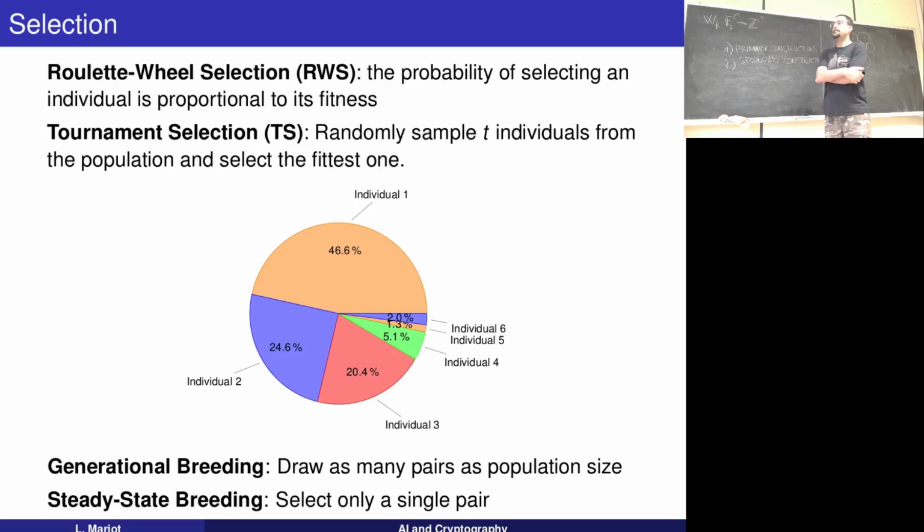crossover between two parents. And then you have also a difference between what is called generational breeding. So basically you draw as many pairs of individuals as the population size in order to keep the population size stable. Or otherwise you have the so-called steady state breeding. So at each iteration you just select a single pair and then you insert the outcome, the offspring of this pair, inside the population.